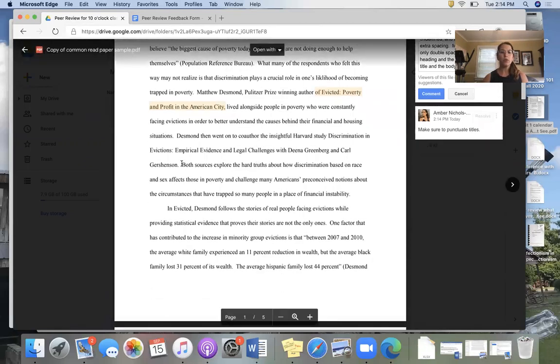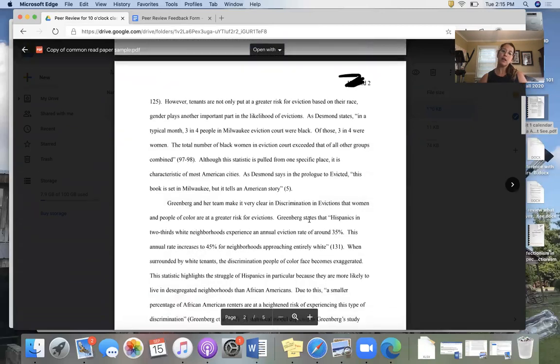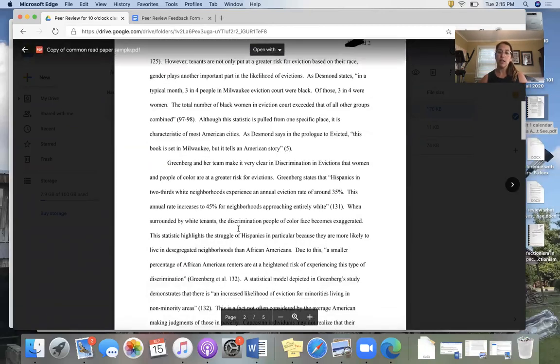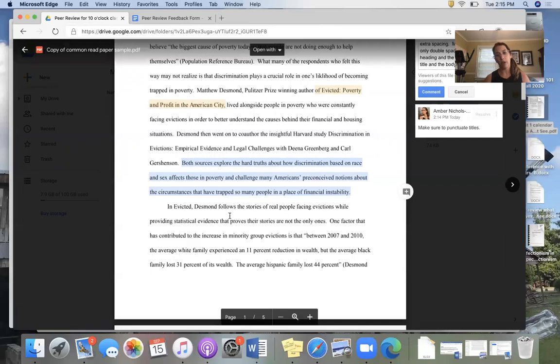As I look through what I noticed about this claim, it's a really strong claim. This student's talking about last year's Common Read, which was a book called Evicted. And she's essentially saying that both of these sources are very interested in discrimination based on race and sex and how that contributes to poverty in America. Okay, so that's really strong. But as I'm reviewing this paper, what I notice is that most of her evidence is not just about poverty, but actually about eviction and housing, which is something she leaves out of her claim.